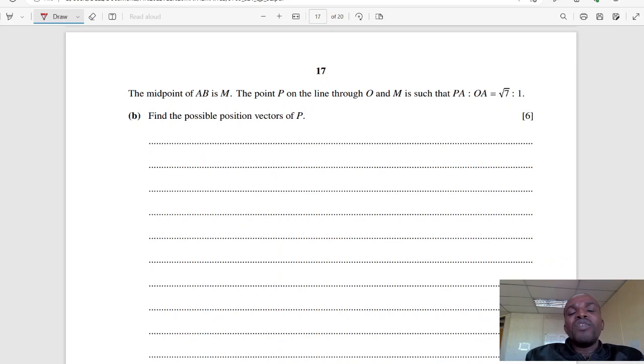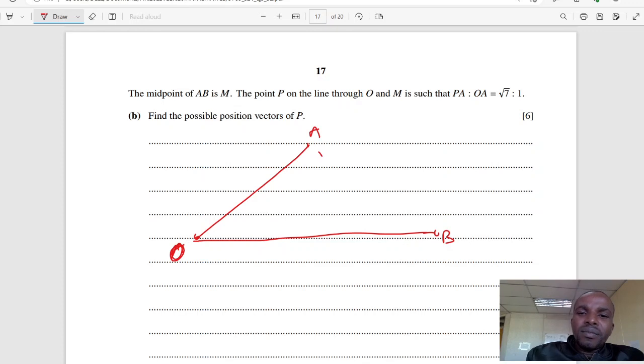They say the midpoint of AB is M. Let me put my O somewhere here. That's my O. Then OA, OB. Put my B somewhere here, then my A somewhere here. So with vectors, I just have to sketch the items. Otherwise, it's a problem.